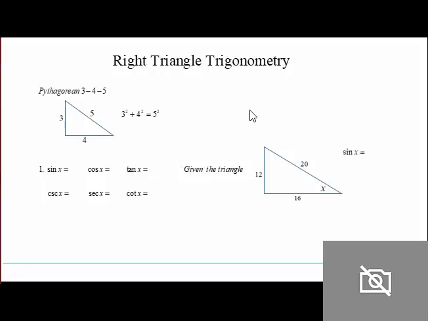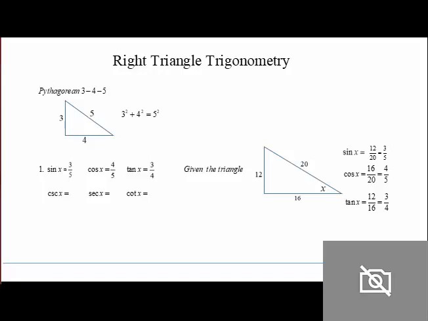So now sine x will be opposite over hypotenuse. That's 12 over 20, or you can reduce it, get 3 over 5, and compare with the reference triangle here. Same way, your cosine will be adjacent, 16, over hypotenuse, 20, and the simplified version is 4 over 5. And your tangent, from SOHCAHTOA, is opposite over adjacent. Opposite is 12 and adjacent to the reference angle x is 16. So you get 3 over 4. You are done.